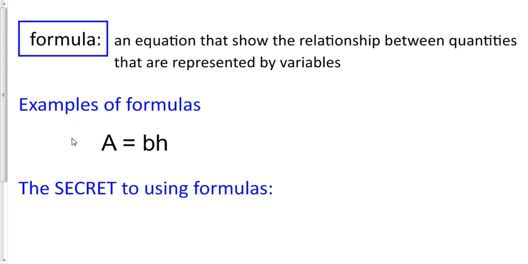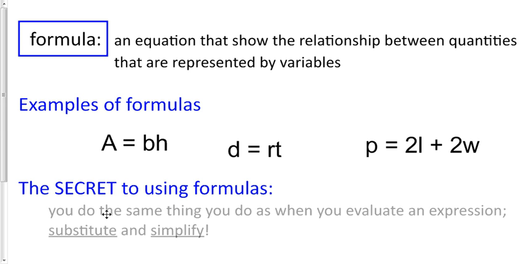For the area of a rectangle, we take the base times the height. To find the distance traveled, we would take the rate or the speed times the time. And the perimeter of a rectangle would be 2 times the length plus 2 times the width. When you're using formulas, the secret is you do the same thing you do as when you evaluate an expression. We substitute and we simplify.